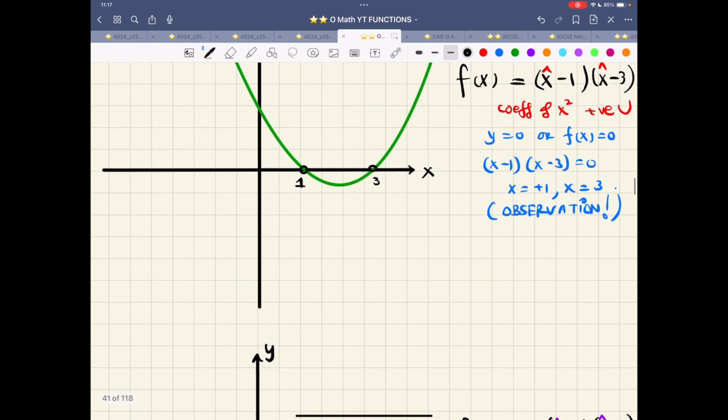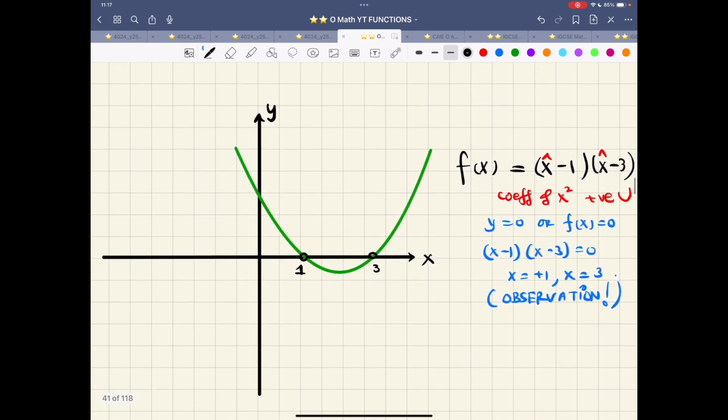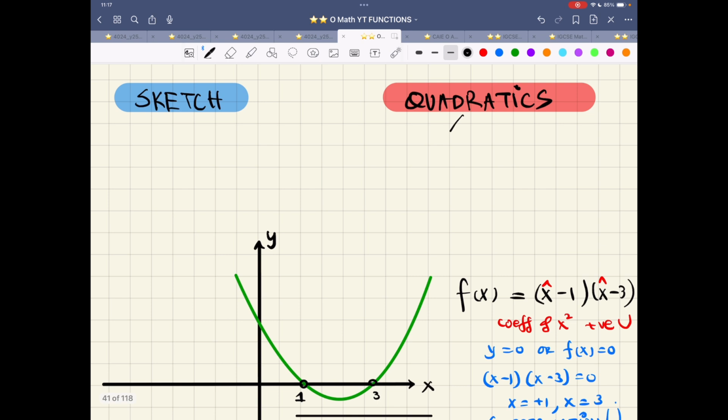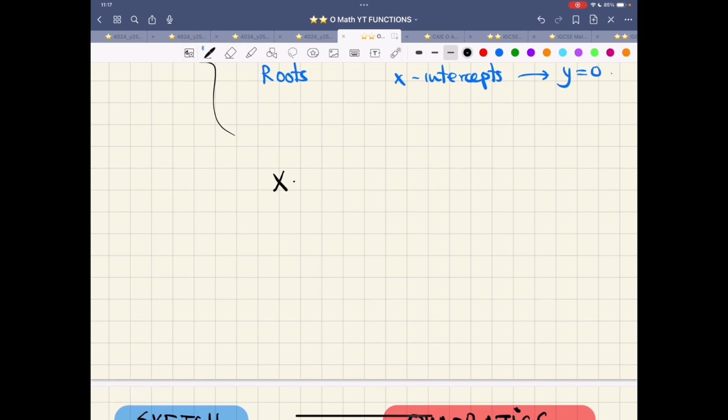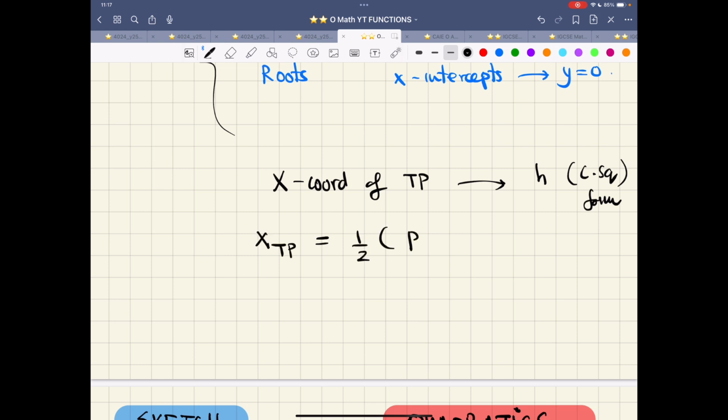Now let me focus on one thing. Do you see any symmetry over here? Of course you will see because quadratics, they are symmetrical about turning point, but there is no turning point over here. Well, there is, but we haven't marked it. So now the additional information is x coordinate of turning point, which used to be labeled as h in the completed square form. So x coordinate of turning point is the average of the roots.